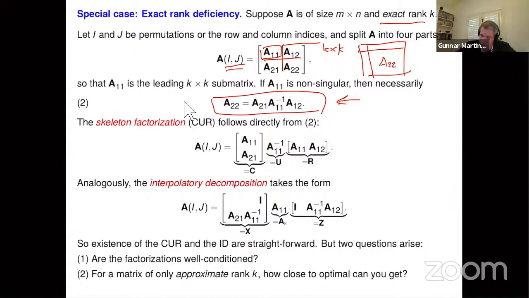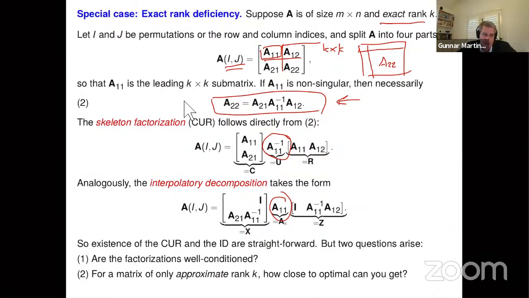So you can write A, for instance, as a CUR decomposition like this, where you just pull out the A11 inverse in the middle, and that becomes your U factor. Or you can pull A11 into the middle like this, and then that's your interpolatory factorization. So basically, the existence of these factorizations is a completely elementary fact.